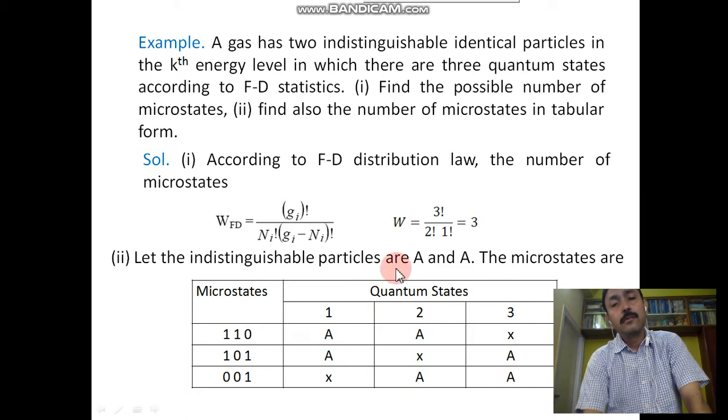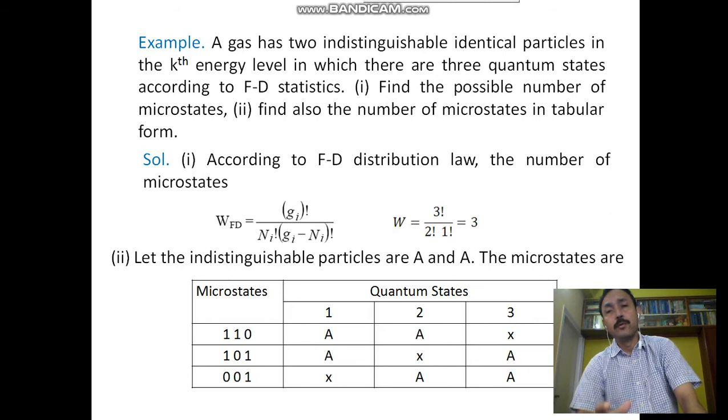101: the first one is A, the second one has no particle, the third one is A. For 0, 1, 1, this was a printing mistake: this one is 0, then 1, then 1. So now the microstates are 1, 1, 0, 1, 0, 1 and 0, 1, 1. And the particles are distributed in this way: A, A, 0; A, 0, A; 0, A, A.